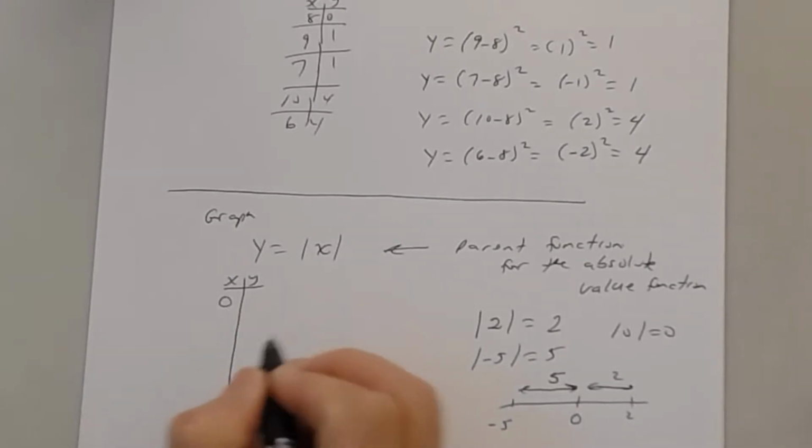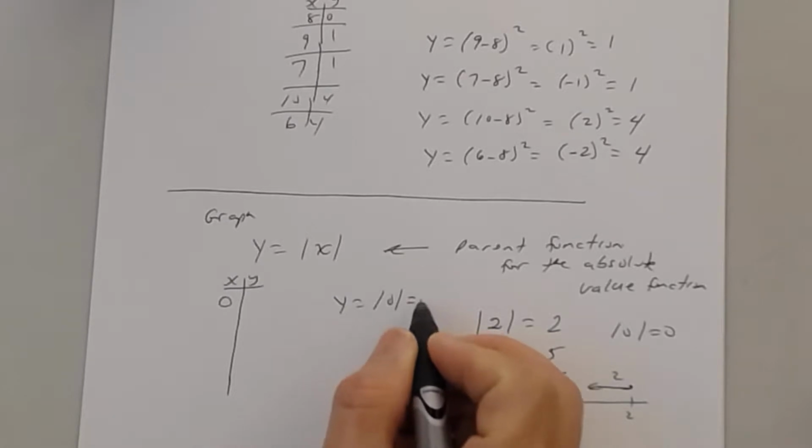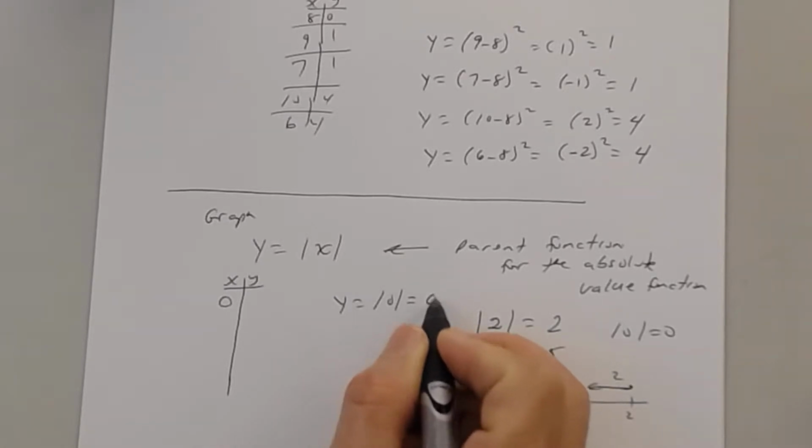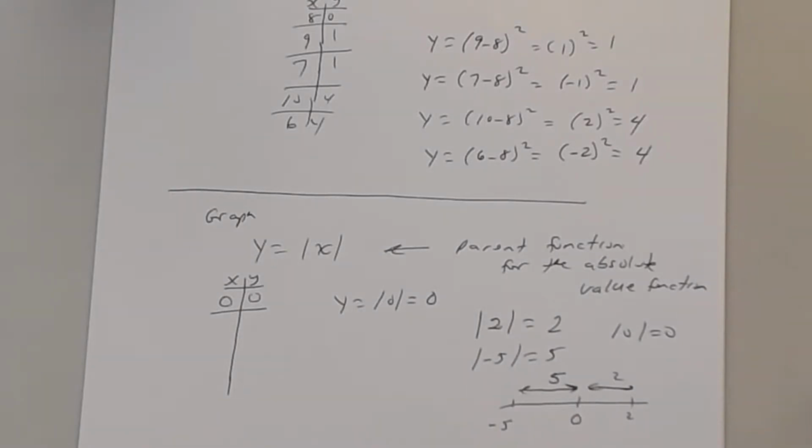If x is 0, I get y equals the absolute value of 0. And what's the absolute value of 0? 0. So I plot the point 0, 0. There's some grid paper on that table over there if you need grid paper. So 0, 0 is the origin, right?